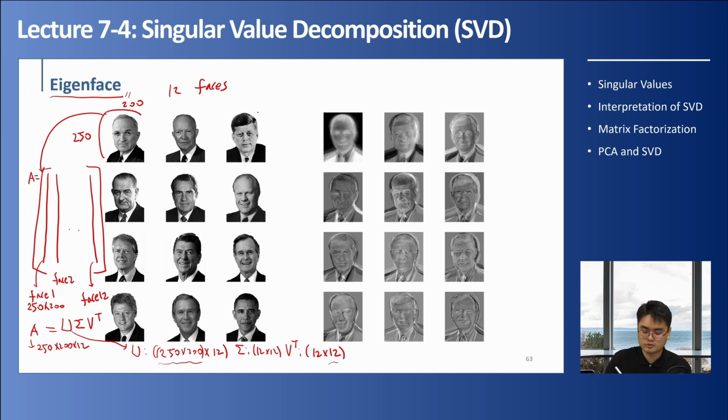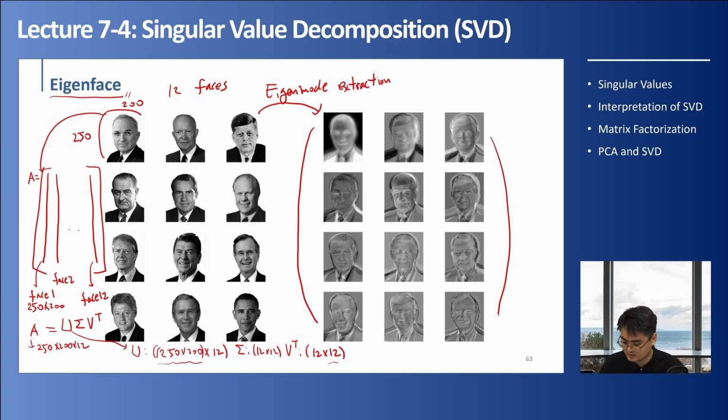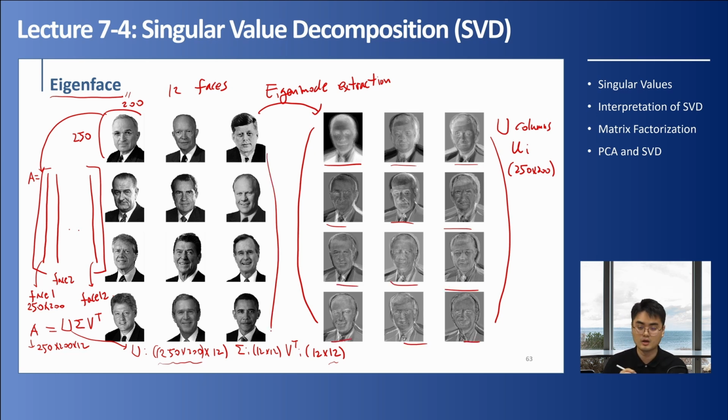And based on this A matrix, we're going to do the mode extraction. I'm going to call this the eigenmode extraction. And therefore, these 12 faces are actually the columns of U, the columns u_i. Each column is a 250 times 200 size vector, and we reshape this into a face. So these 12 modes are the most important modes that can represent the faces of all of our 12 US presidents here. So we can also do this kind of mode extraction using singular value decomposition.